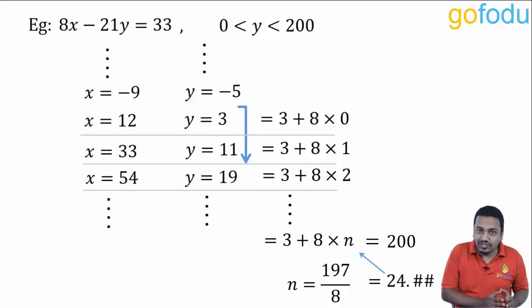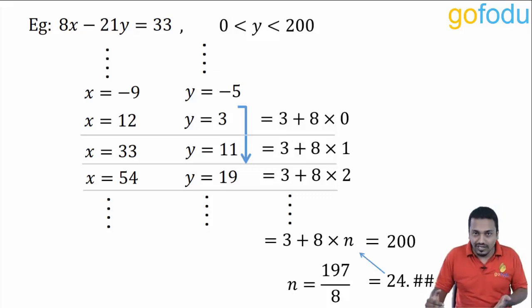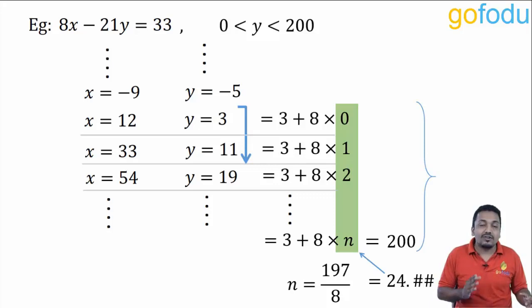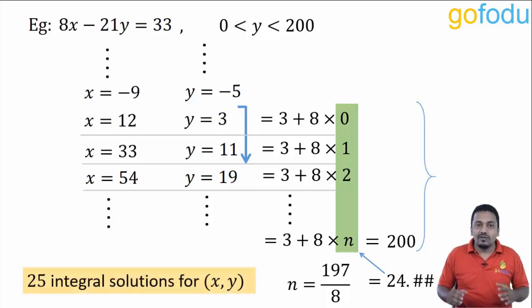Now for y equal to 3, we had value of n as 0. Then it was 1, then 2 and so on up till n equal to 24. So from 0 to n equal to 24, there are 25 integral solutions for x comma y. I hope this is clear.